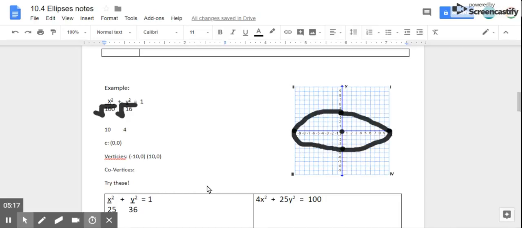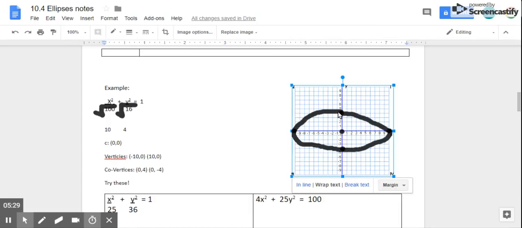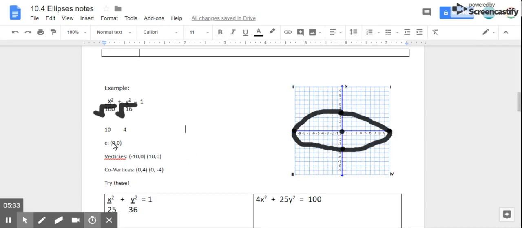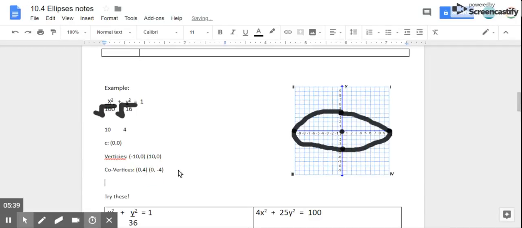This one is at 0, 4, and this one is at 0, negative 4. Okay, so I want you to understand what we did here. We literally graphed 5 points, the center, and then 4 different vertices. So here I gave you the center and 4 different vertices as answers. Okay, then you need to give me one more piece of information, and that is the foci.